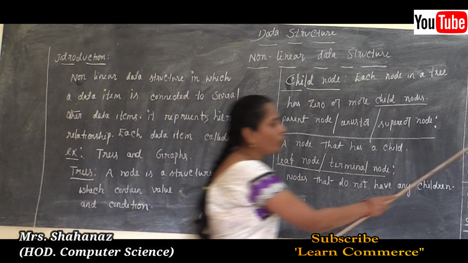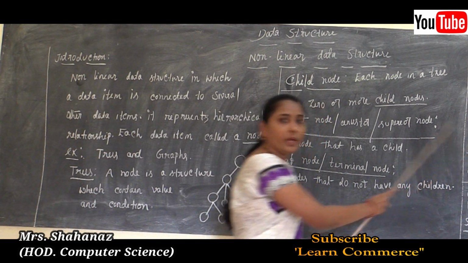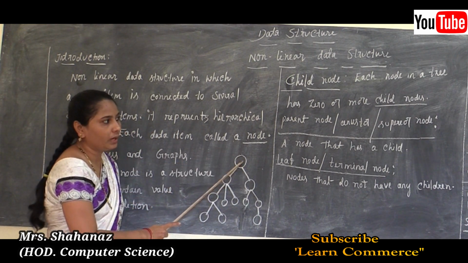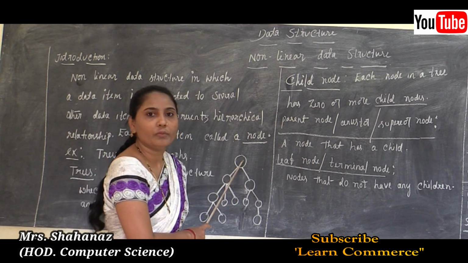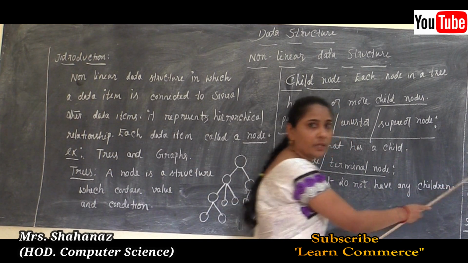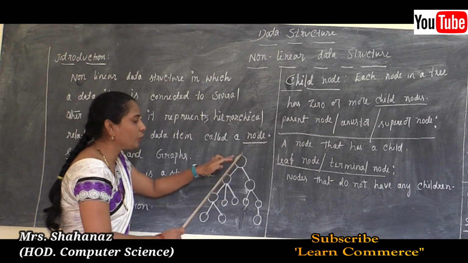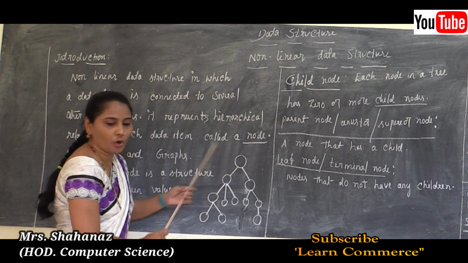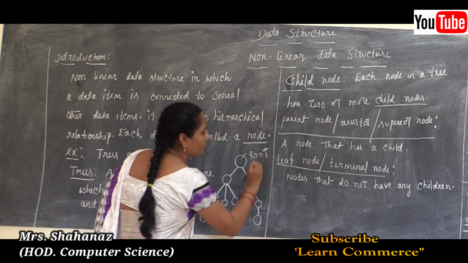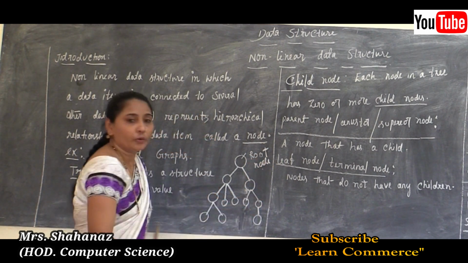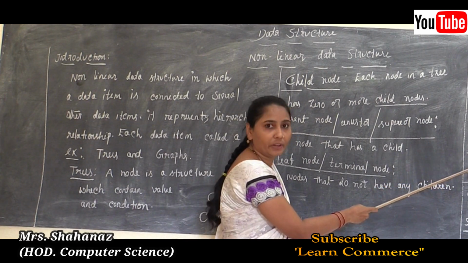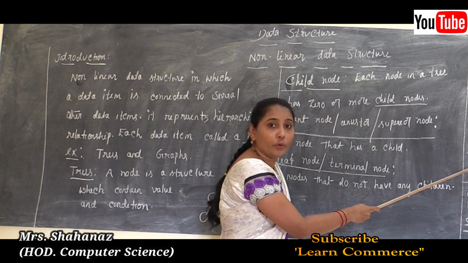And next, what do you mean by a root node? This node is called the root node. In case of the root node, we can say it is the topmost node in a tree. That means in this structure, the topmost node is called the root node.